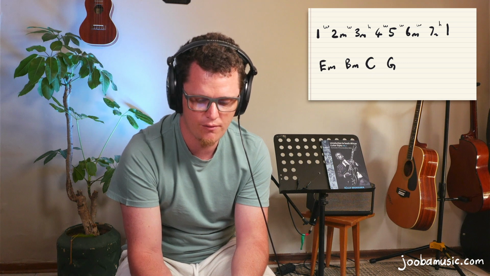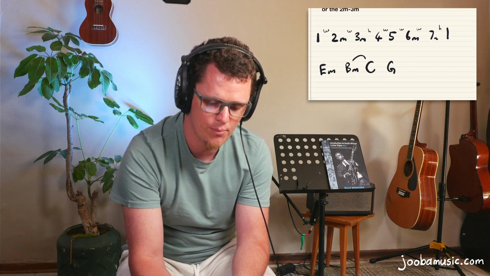But what if you don't have 2 major chords in the progression? What if you have a chord progression like this? E minor, B minor, C, and then going to G. You don't really know what key this is in, right? Because you don't have 2 major chords next to each other. The C and G are not next to each other, so it's not the 4 and 5. But you do have this thing, B minor to C. And that is the 3rd minor chord to the 4th.